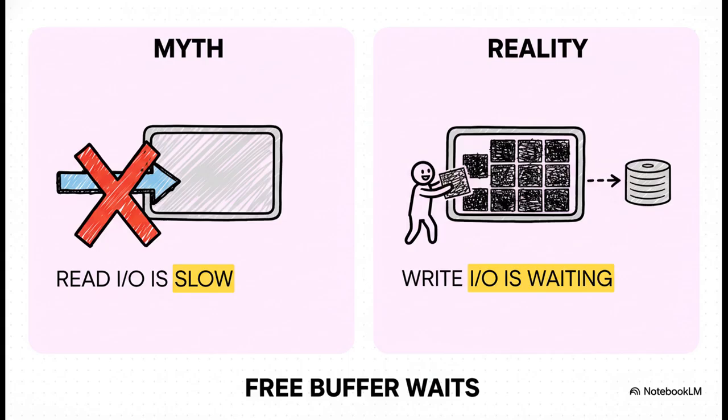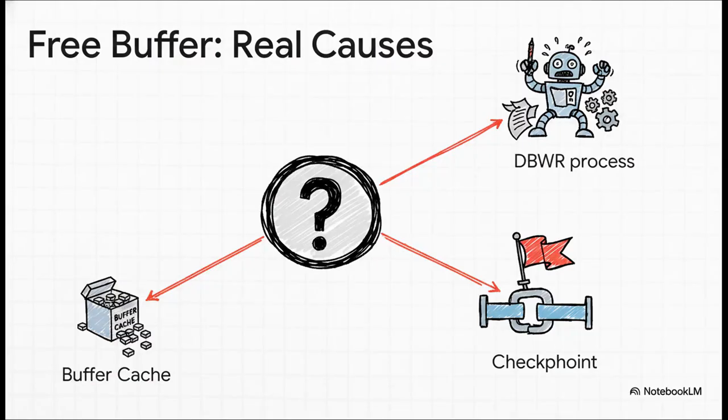It's actually about a session needing a free block in the buffer cache, but it can't find one because they're all full of dirty data that hasn't been written to disk yet. This means your investigation needs to pivot completely and focus on the writing process. Is your database writer process struggling to keep up? Is there too much checkpoint pressure? It's a totally different line of questioning that you need to be asking.